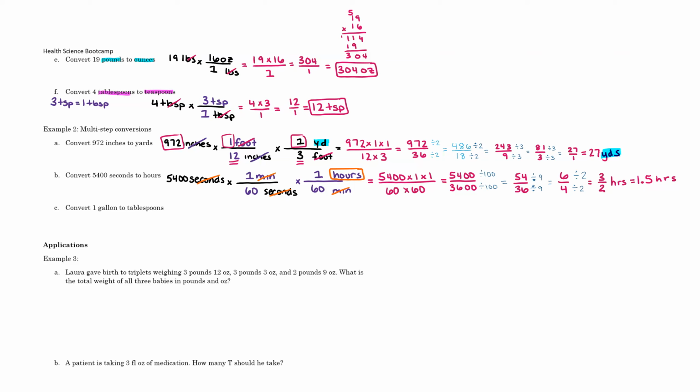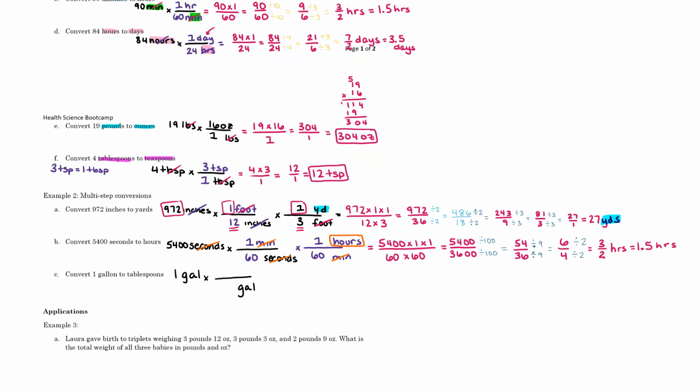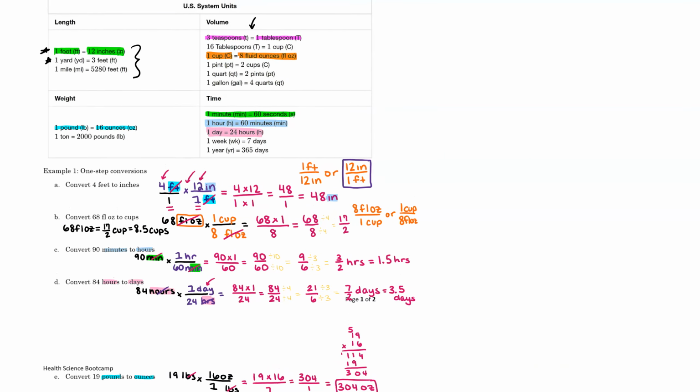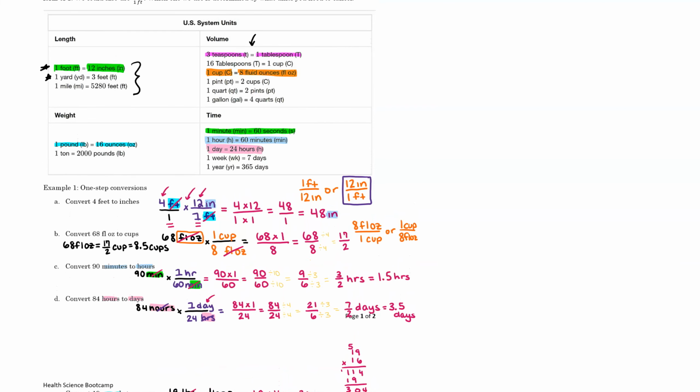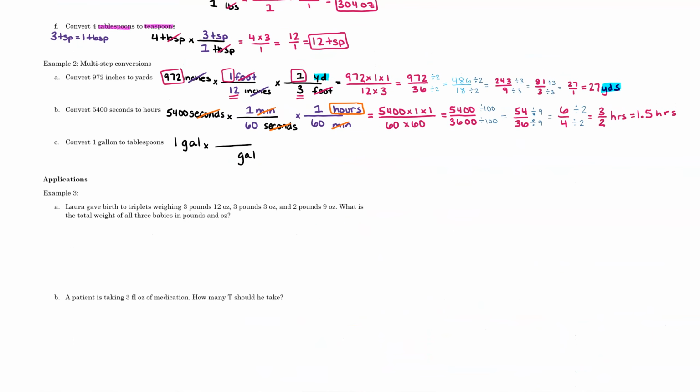Okay, let's try one more. Convert 1 gallon to tablespoons. So I'm starting with 1 gallon, and I'm going to need a gallon conversion to get rid of those gallons. My goal is tablespoons, but I have a feeling that is not going to be in this chart. Well, let's go. Oh, look, the only conversion that I have for gallons is that 1 gallon is 4 quarts. Okay, that's probably helpful, right?